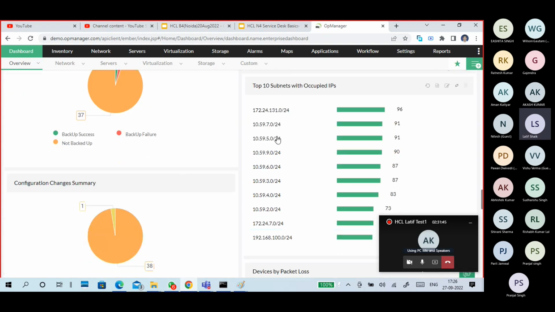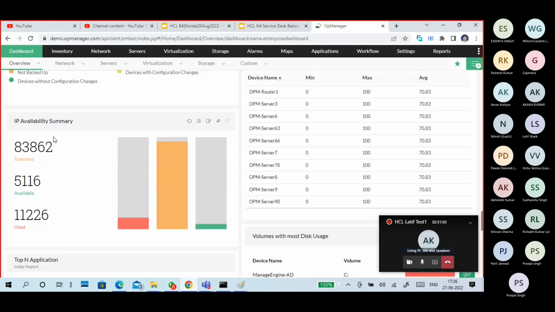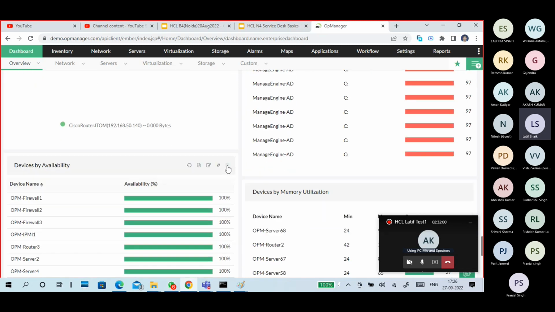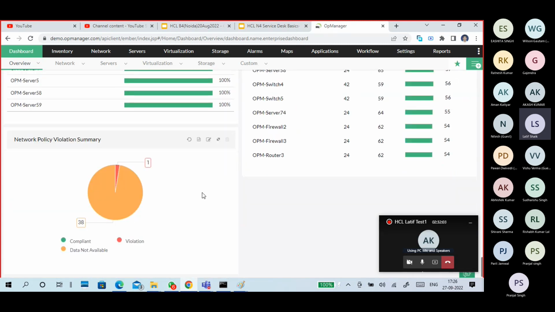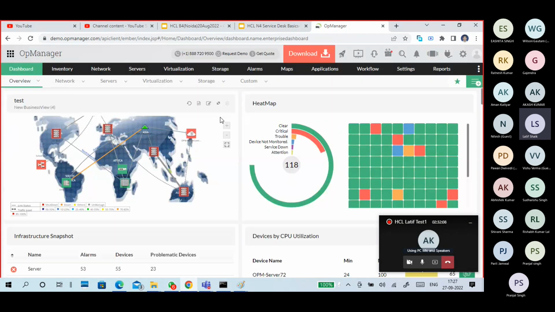Okay, so different subnets are there. So the IP availability summary: available, used, and transient. Maybe used and not used, kind of stuff. Even if in the current situation you may not understand, it is not a problem. If you keep looking every day, or after 2 days, or maybe every month, at least you'll get to know the management of infrastructure.